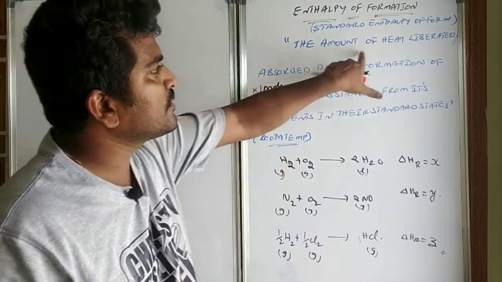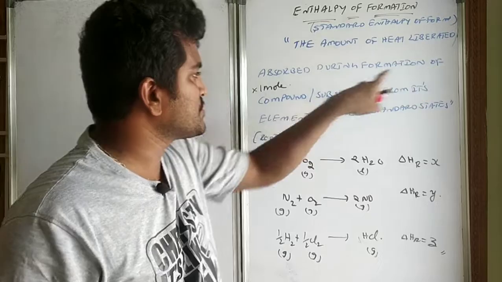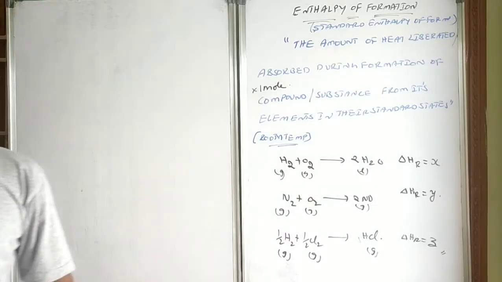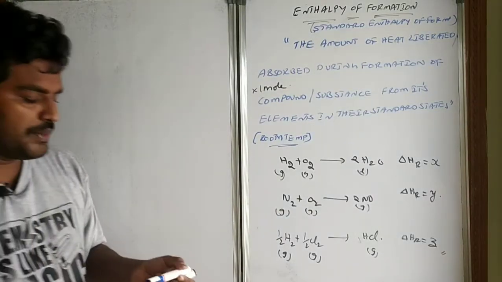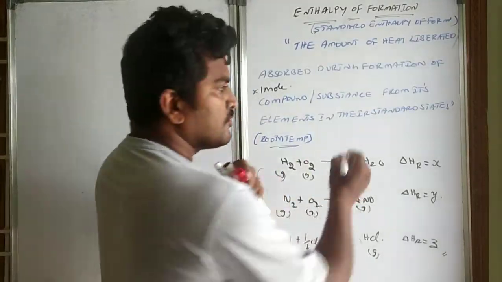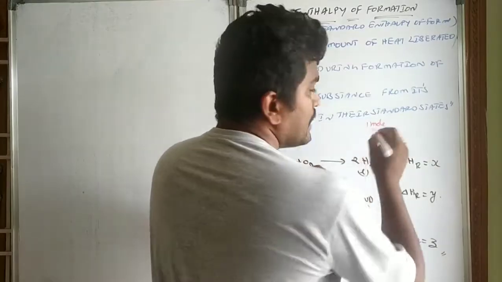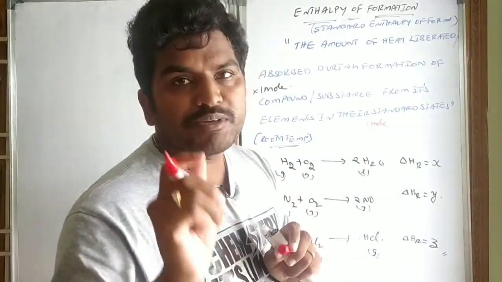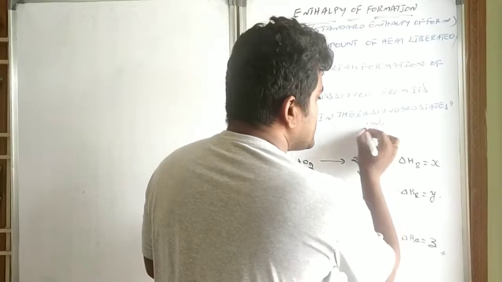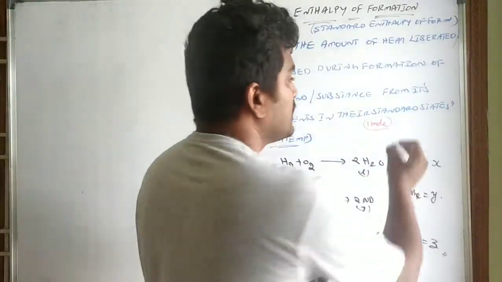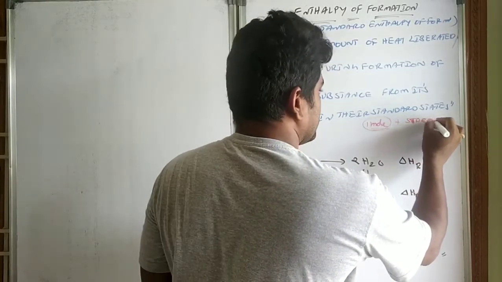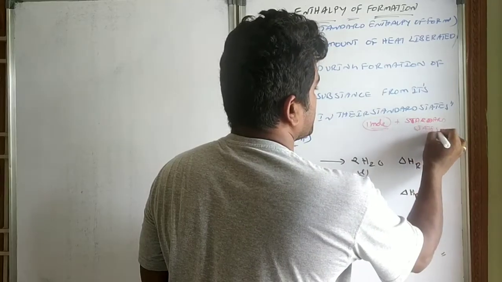So, the amount of heat liberated or absorbed during formation of 1 mole of a compound or substance from its constituent elements in their standard states is called the enthalpy of formation. So in any reaction, 1 mole of compound should be formed. Listen carefully. Based on this, in the entrance examinations, or sometimes in mains also, they will ask you. You have to consider whether 1 mole of compound is formed or not, and you have to see whether they are present in standard states or not.